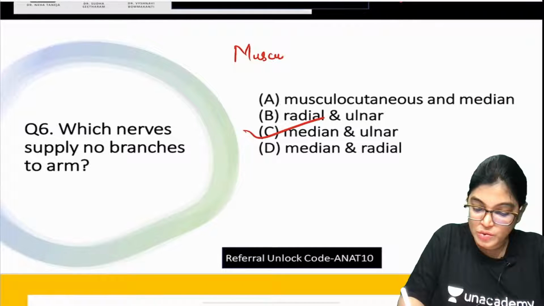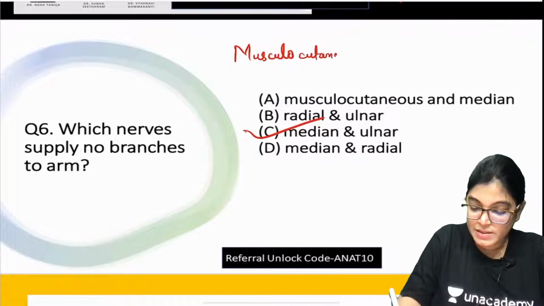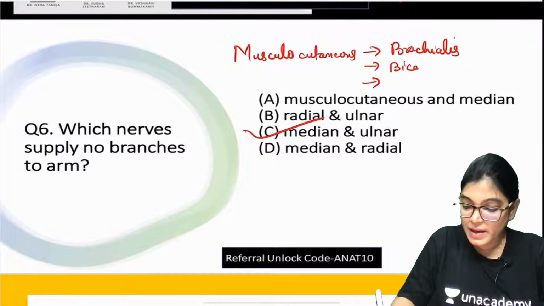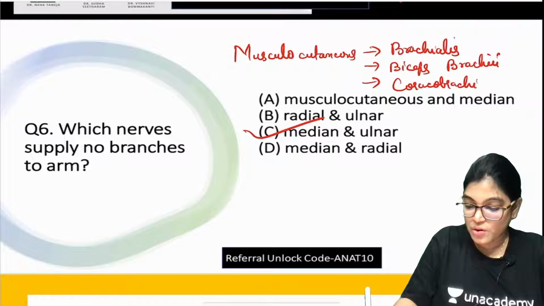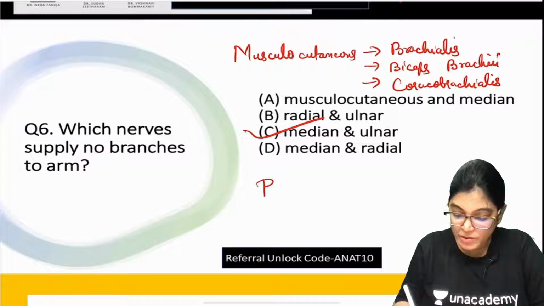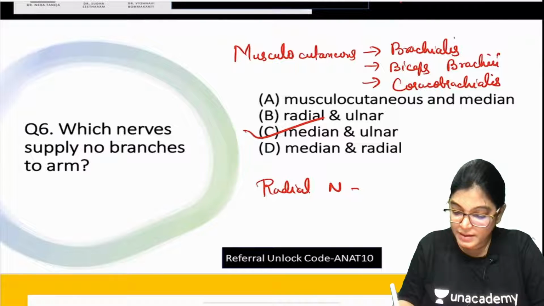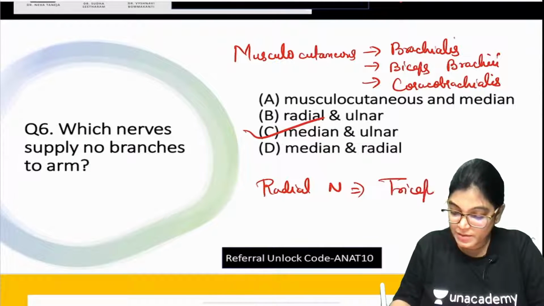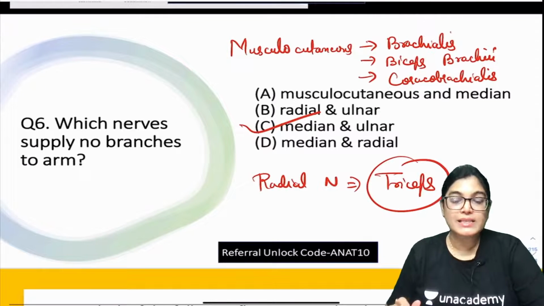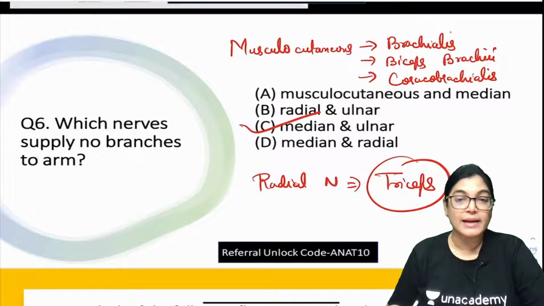The musculocutaneous nerve is supplying three muscles in the arm: the brachialis muscle, the biceps brachii muscle, and the coracobrachialis muscle. Got it? When we talk about the radial nerve, it is supplying the triceps muscle in the arm. Got it? But not a single muscle is getting innervation from the ulnar and the median nerve.